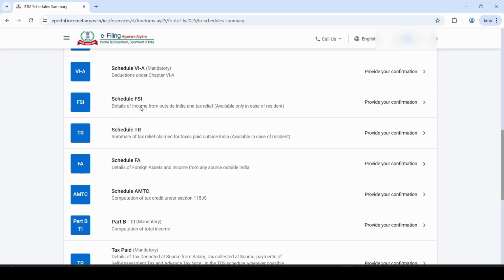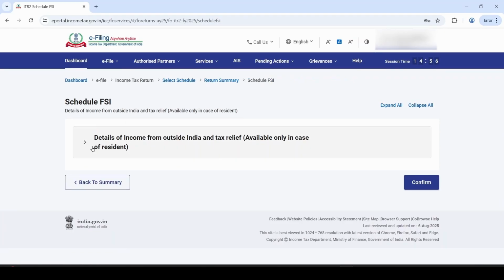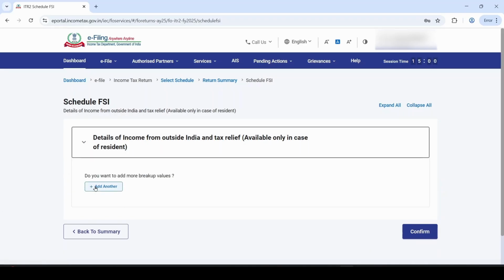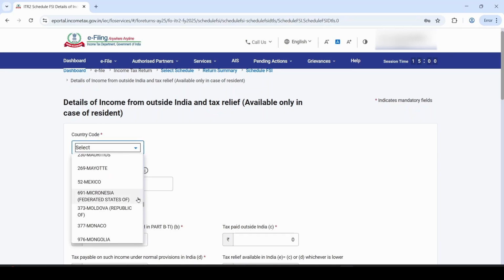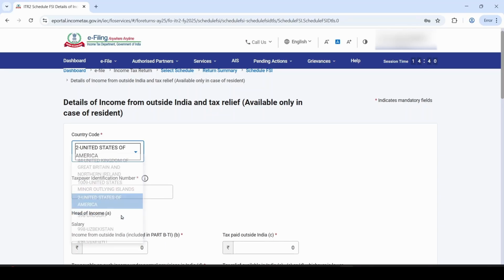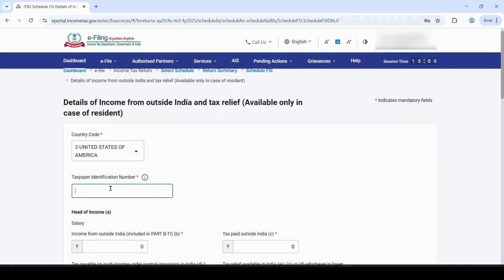Our next schedule is schedule FSI. Click on schedule FSI for declaring foreign income. Click on details of income from outside India. Click on add. Here you need to provide country code from where you received the foreign income. In my case, it is USA. Here you need to provide your TIN number of that country. If you don't have TIN number, you can provide your passport number. Here I am providing dummy passport number.